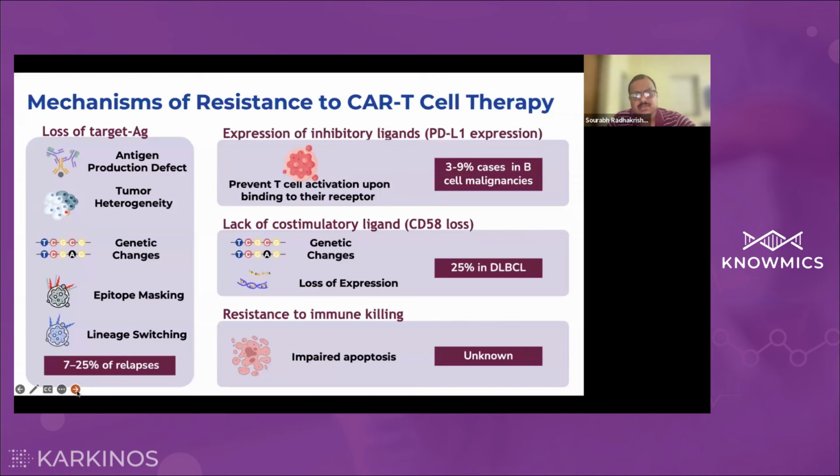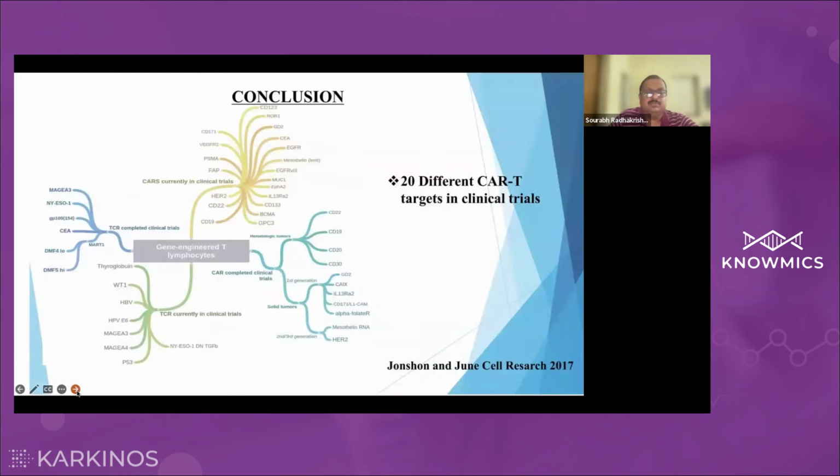You can have lineage switching also. And more importantly, increased PDL1 expression, which occurs in a certain number of B-cell malignancies, can prevent T-cell activation. Whether anti-PDL1s act and prevent this, we are still not very sure. That is being actively studied. But increased PDL1 expression does have a chance of causing resistance to CAR-T. And this is in 2017. Much more increase in the number of molecules which are being developed.